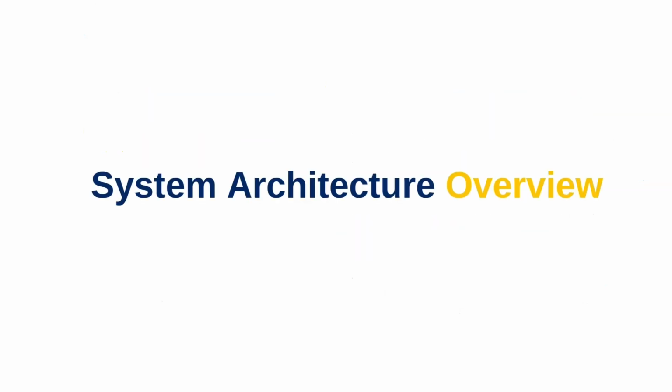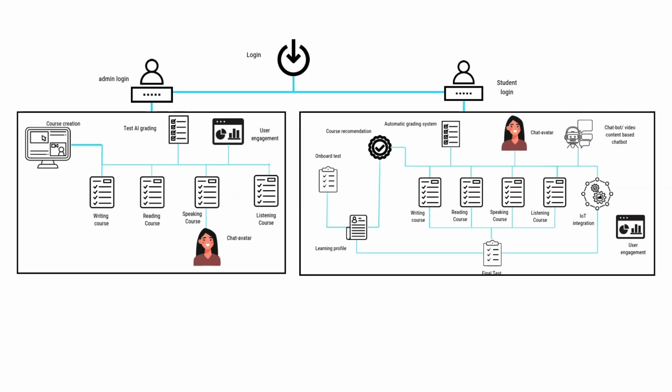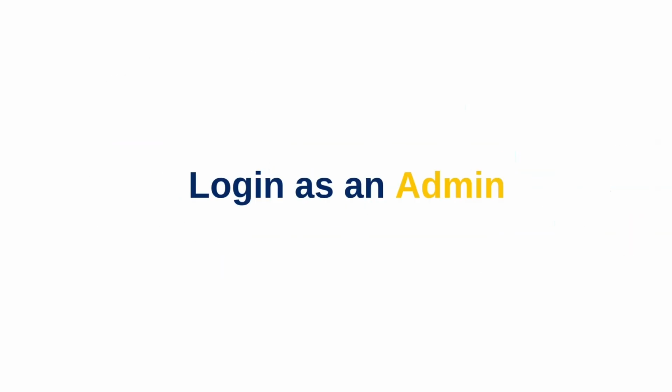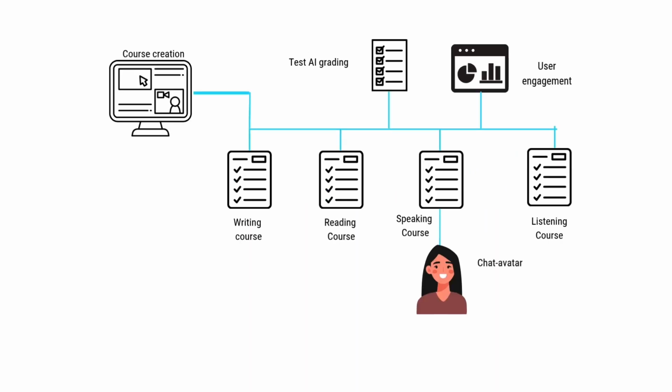Now let's take a look at the system architecture of EnFluent. Users can log into the platform either as an admin or as a student. Admins, such as course creators, can build and manage courses. Inside each course, they can upload materials like videos, documents, and assignments. For speaking-focused courses, they can even add speaking tasks using our integrated AI chat avatar. They can also test the built-in AI grading system and access valuable user analytics, like engagement levels and student activity for each course.